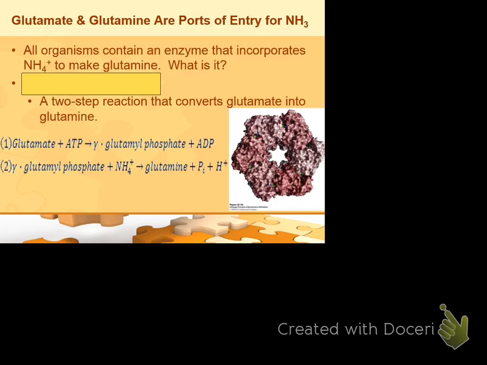And this is a gamma. That means it's adding it to the end, the gamma position. So glutamate becomes gamma glutamyl phosphate, and of course ADP would leave. And then, since that phosphate's a great leaving group, the amine can go in and attack it, and you release the inorganic phosphate, and you now have glutamine. So as you can see, it's a large complex.